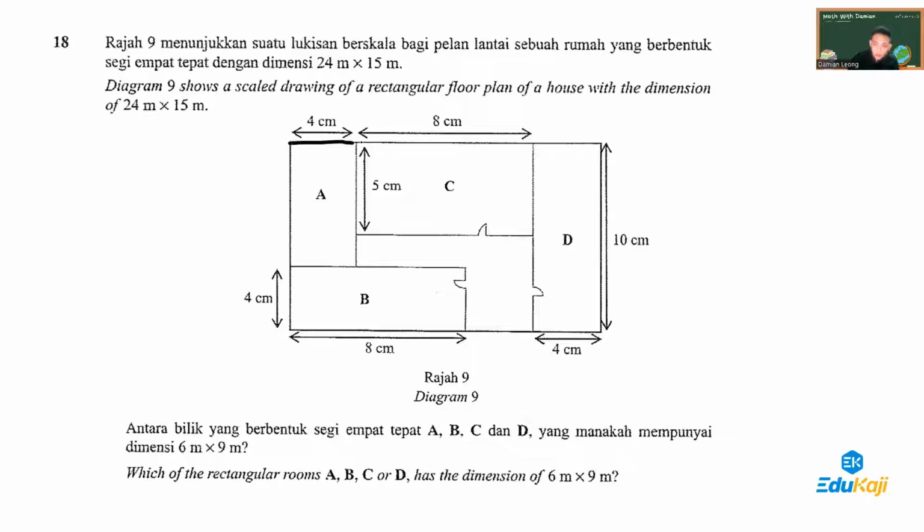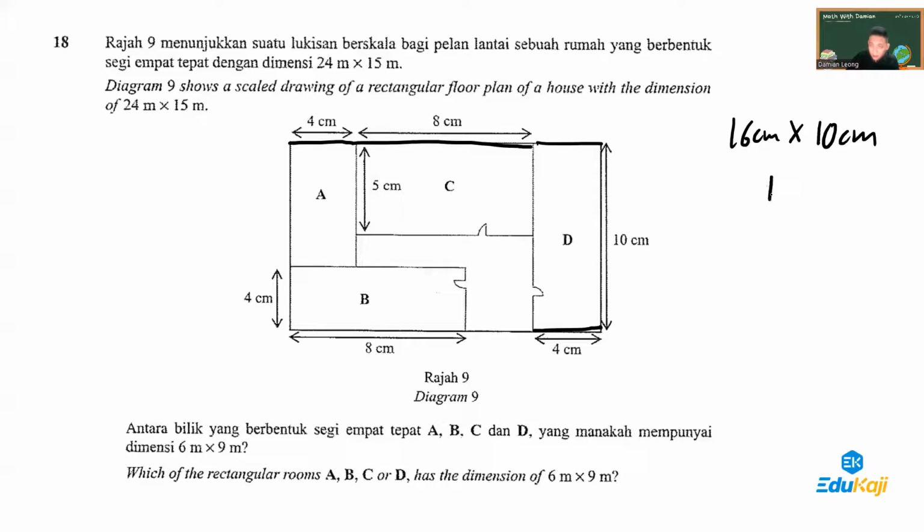So you see this is 4, this is 8. This is basically the same as this, 4. 4 plus 8 plus 4, 16. So this is 16 cm by 10 cm. So how do I change from 24 meters into 16 cm, or 15 meters to 10 cm?